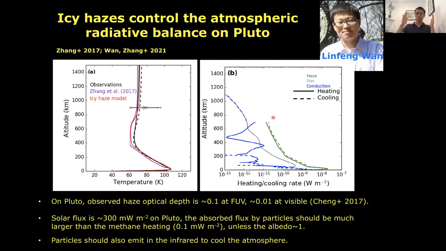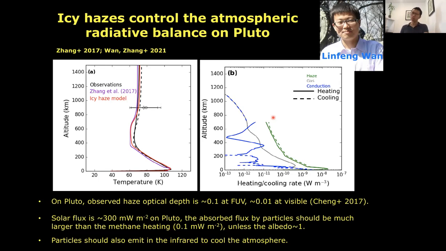And this is work from my student Lincoln Wan, and we found out that because on Pluto you have really abundant haze, they can absorb the solar flux. Unless the albedo is exactly 1, you should be able to absorb more solar flux than methane gas. So the heating rate is actually important, but also the infrared cooling rate from those ices is important. So both balance each other and overcome the gas radiation.